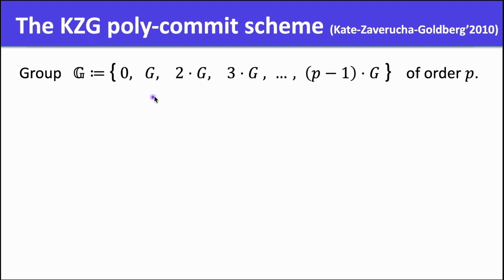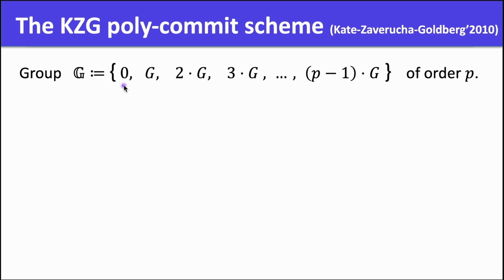So a cyclic group has a generator, which we'll denote by g. And the group elements basically consist of g, g plus g, which we'll denote by 2g, g plus g plus g, which we'll denote by 3g, and so on and so forth up until (p minus 1)g. And p times g is going to be equal to 0.